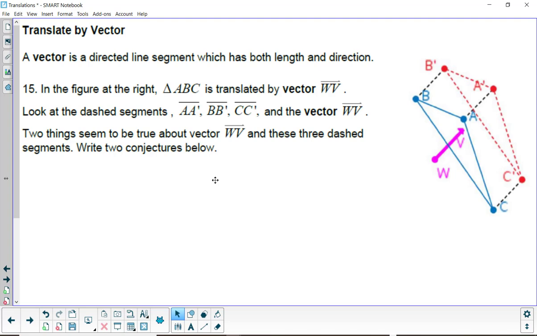So in number 15, it shows you with the figure at the right, triangle ABC has been translated by vector WV, from W to V. Notice it has an arrow there, barely there too. Look at the dashed segments that connect corresponding vertices. What seems to be true about those 3 dashed segments and this vector? Seems to be 2 things true about them. Go ahead and think about that. Pause the video and write 2 conjectures for number 15.